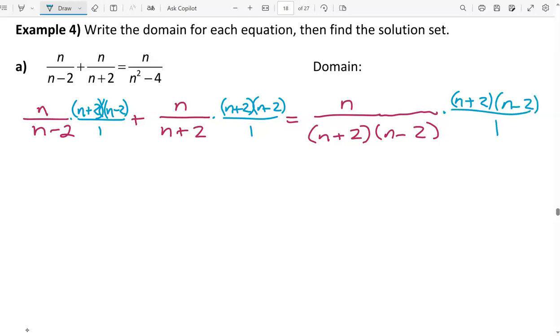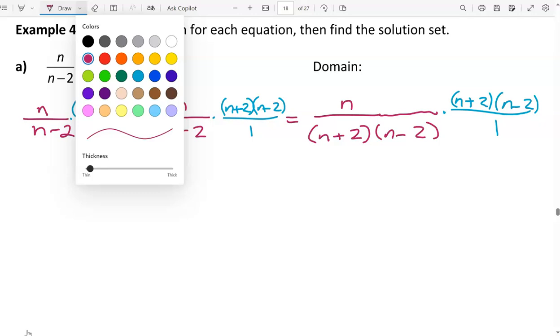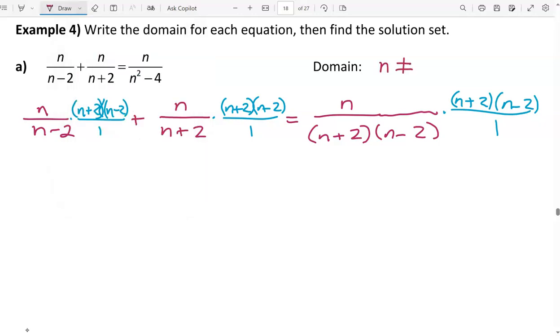Setting each of those factors in the denominators equal to 0, we find that n cannot equal 2, nor can n equal -2. So n is not equal to plus or minus 2 if you want to use that shorthand for positive or -2. Be sure that when you state your domain, you are using not equals.